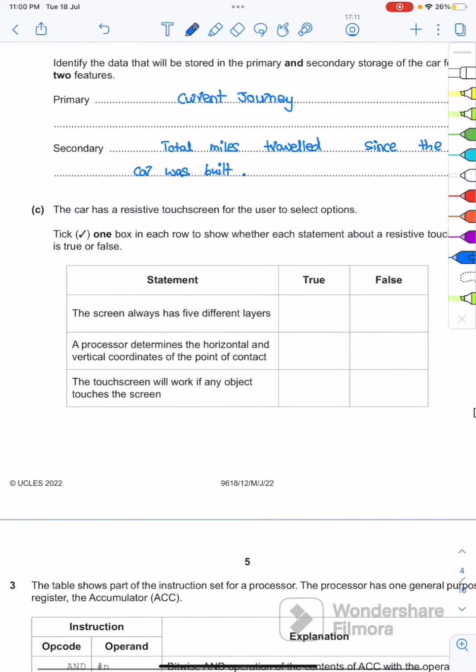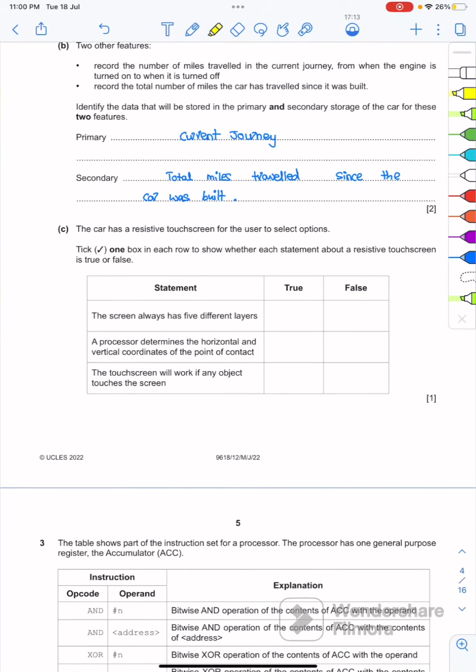The car has a resistive touchscreen for the user to select options. Resistive touchscreen for the user to select options. Tick one box to show whether each statement about a resistive touchscreen is true or false.